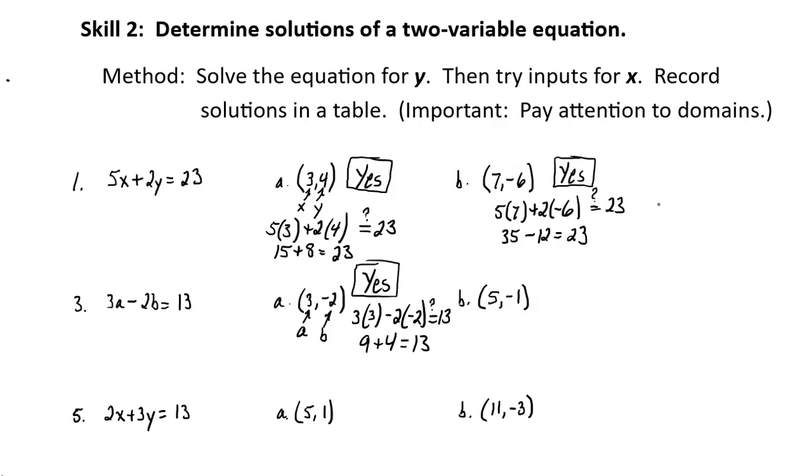Now, what about B? What about this other ordered pair? So 3 times the 5 minus 2 times the negative 1. Does this equal 13? 3 times 5 is 15. Negative 2 times negative 1 is plus 2. And that makes 17. So using these two numbers does not create a solution to the equation. This is no.